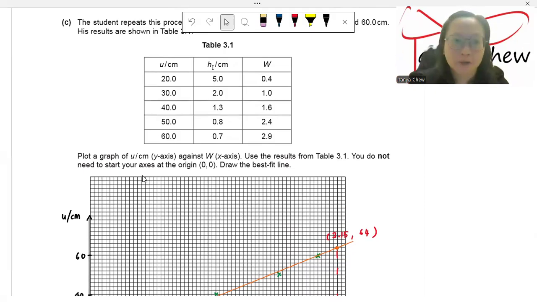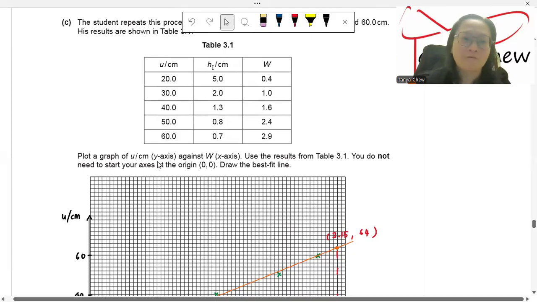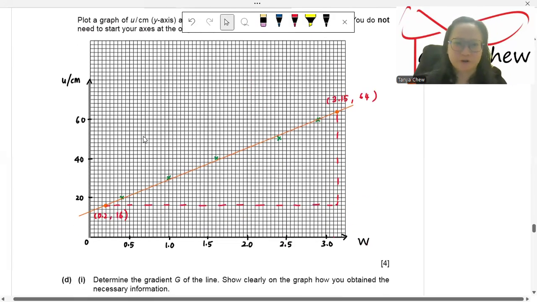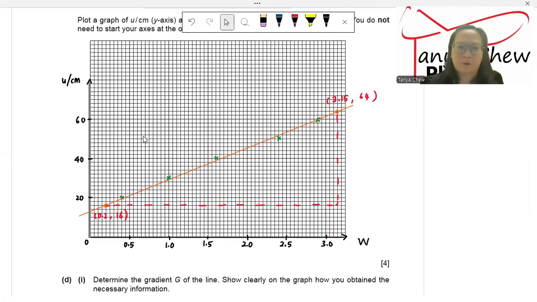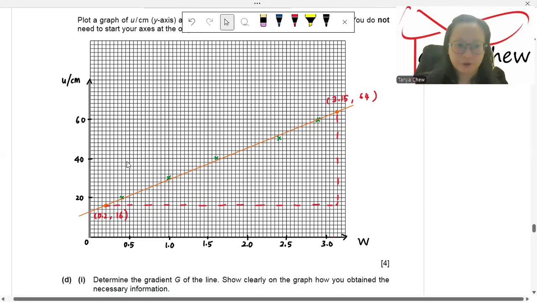You do not need to start your axis at the origin, so you can start with any other value. Draw the line of best fit. I actually start from the origin, but if you don't want to, maybe on your y-axis you can start from 10, 20, 30, 40, 50, and 60. Not a problem, right? So this is the graph, and I plot all the points here.